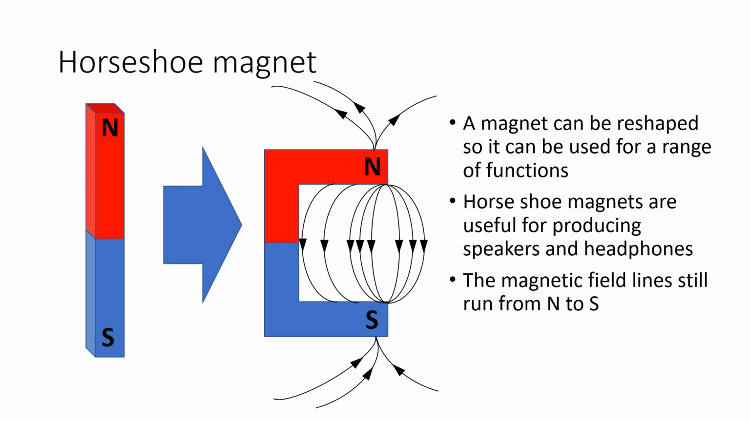Remember, the magnetic field is the area around a magnet in which a magnetic object placed inside that area experiences a force from the magnet.